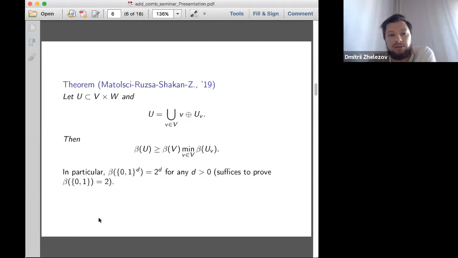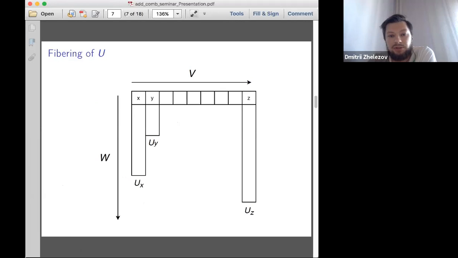So here is how this actually works, just to show you an example. This is a two-dimensional example. Here is your set U, and we have just 2 dimensions here, and your set U is just a combination of different slices. If you know your beta for each slice, then you can bound the beta of your whole set U.